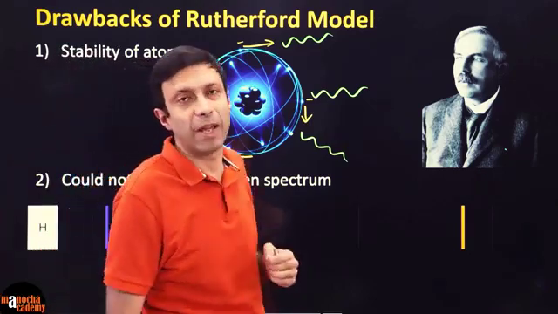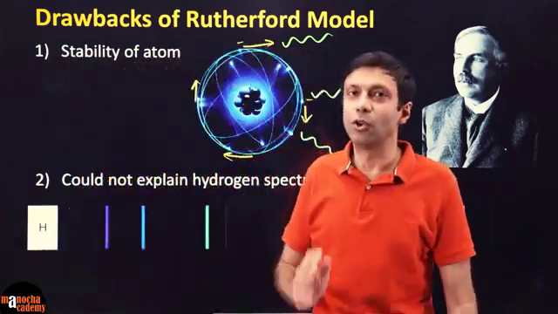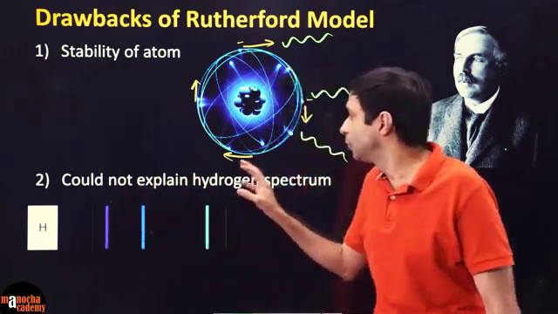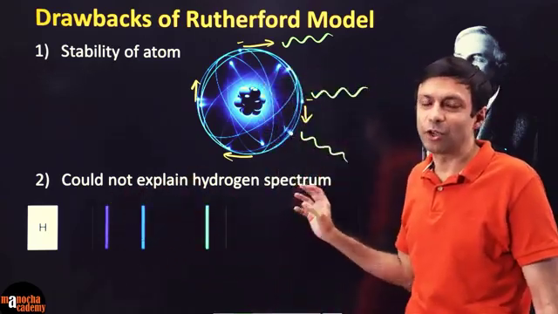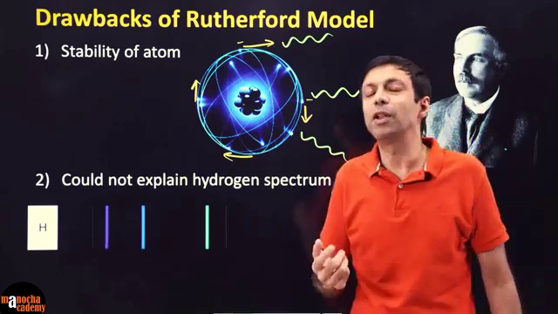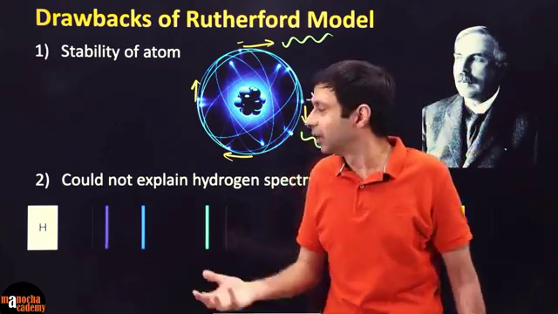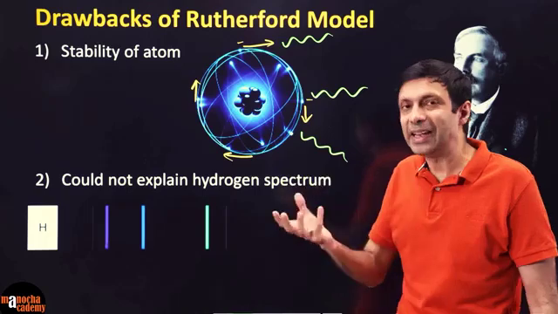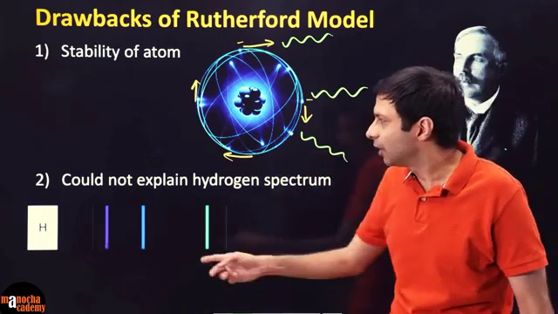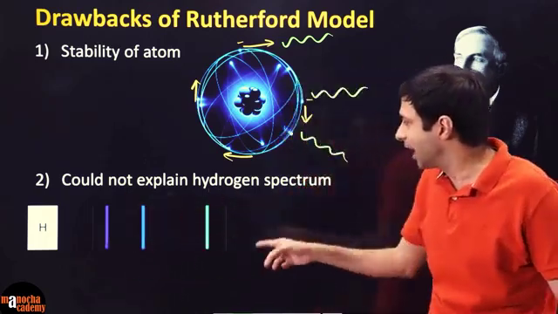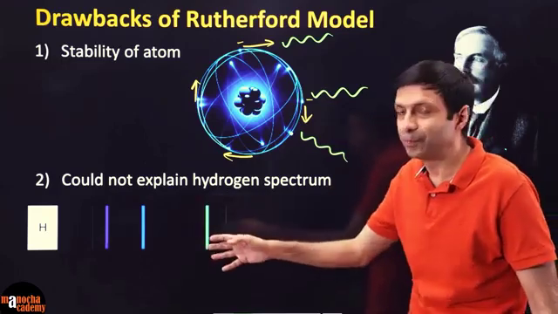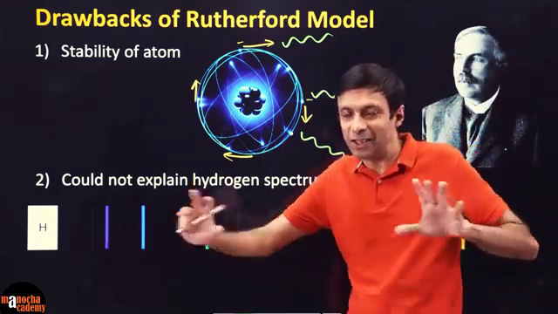Another very important experiment Rutherford's model could not explain is the observation of the line spectrum, or atomic spectrum. For example, if you take the hydrogen element, the hydrogen gas, when heated or under electric discharge, gives these kinds of lines, this kind of spectrum. Can you see here?